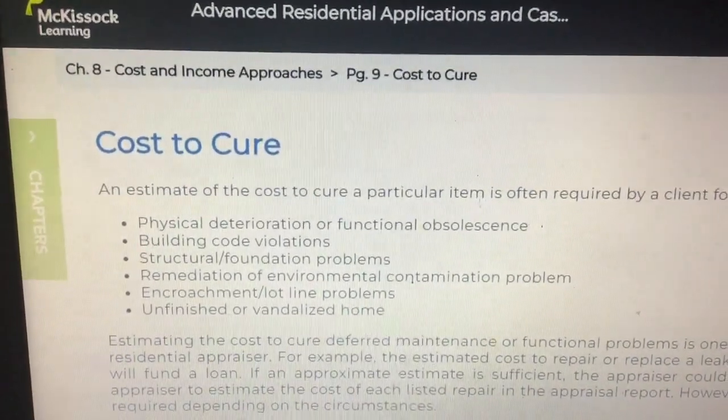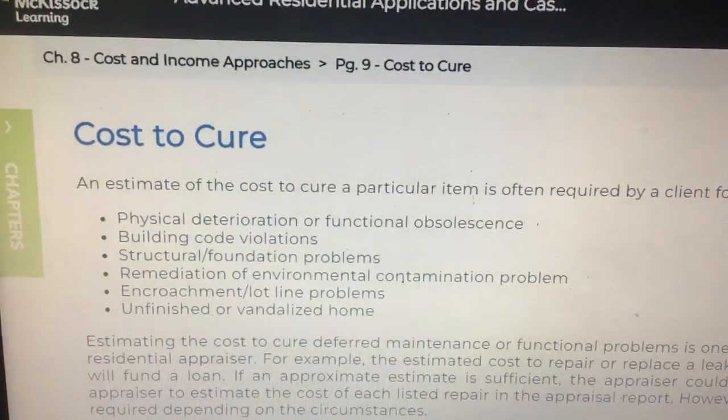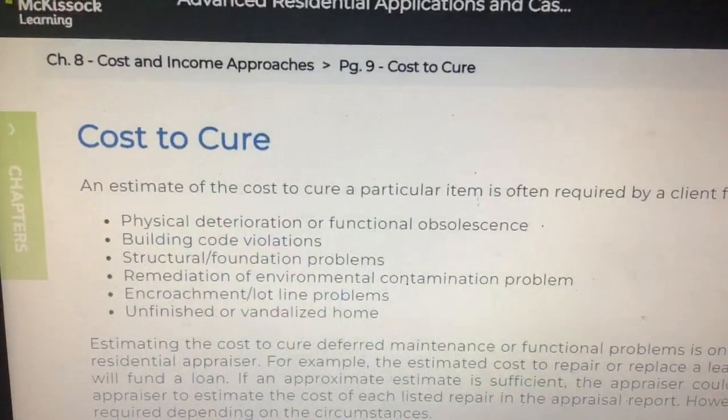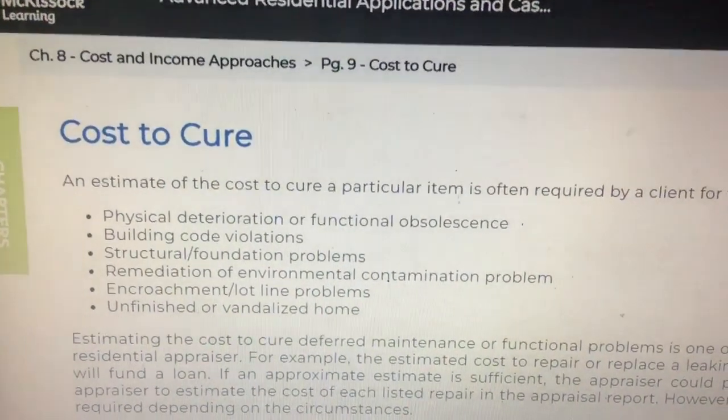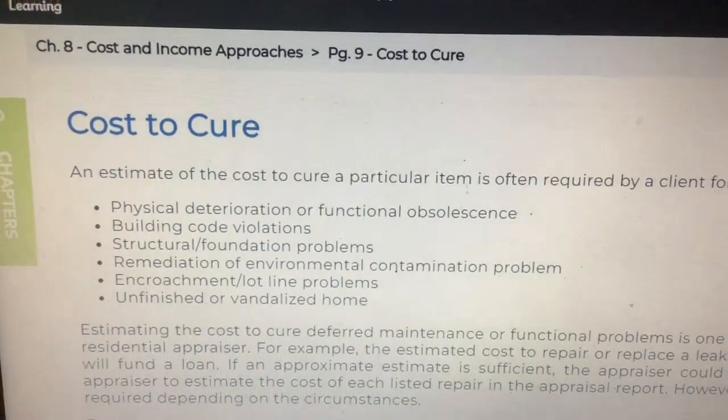Advanced Residential Applications and Case Studies. Chapter 8, Cost and Income Approaches. Page 9, Cost to Cure.